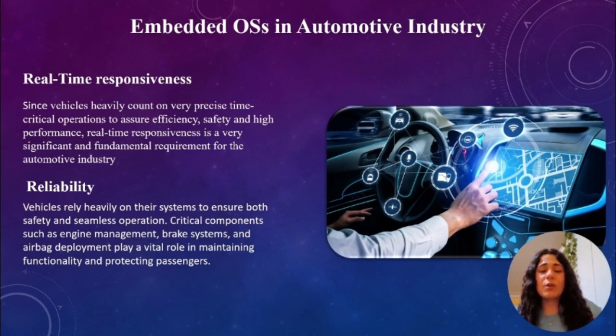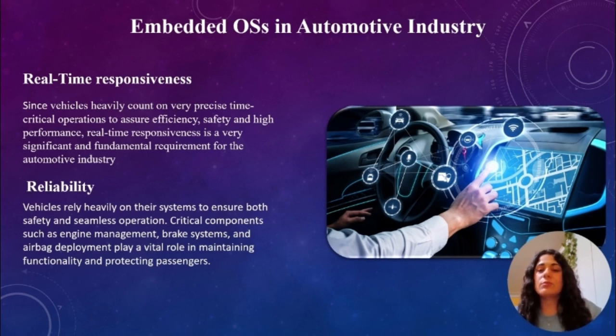When it comes to the automotive industry, we can say that vehicles must make split-second decisions to keep passengers safe. For example, collision avoidance systems use radar, LiDAR, cameras, and ultrasonic sensors. The operating system has to process this data instantly and trigger actions like emergency braking, or it could lead to a serious accident. The second key point is reliability.